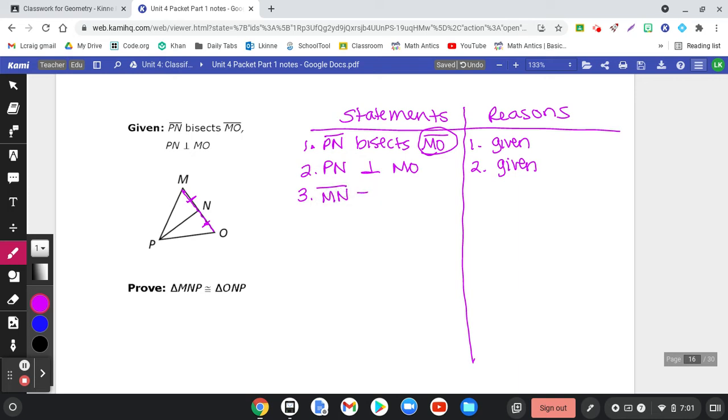MN is congruent to ON. So those two sides are congruent. And the reason: definition of bisects.